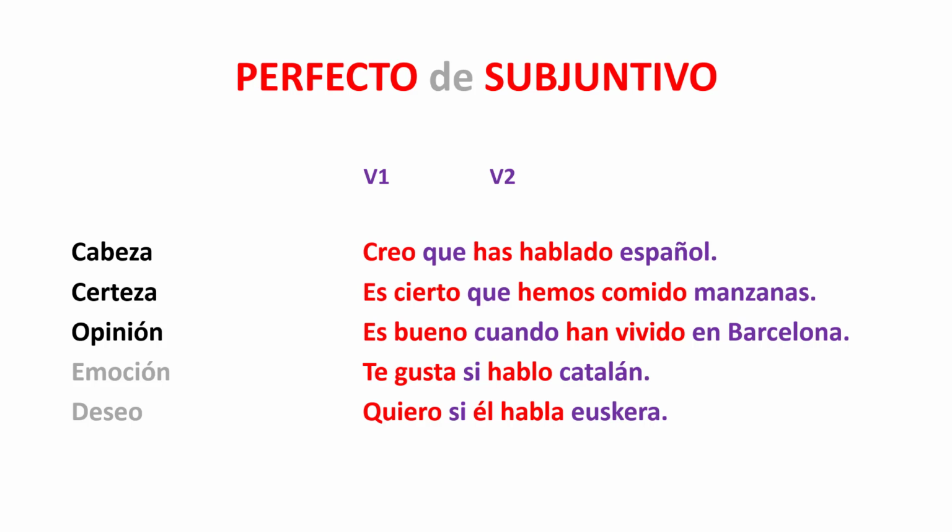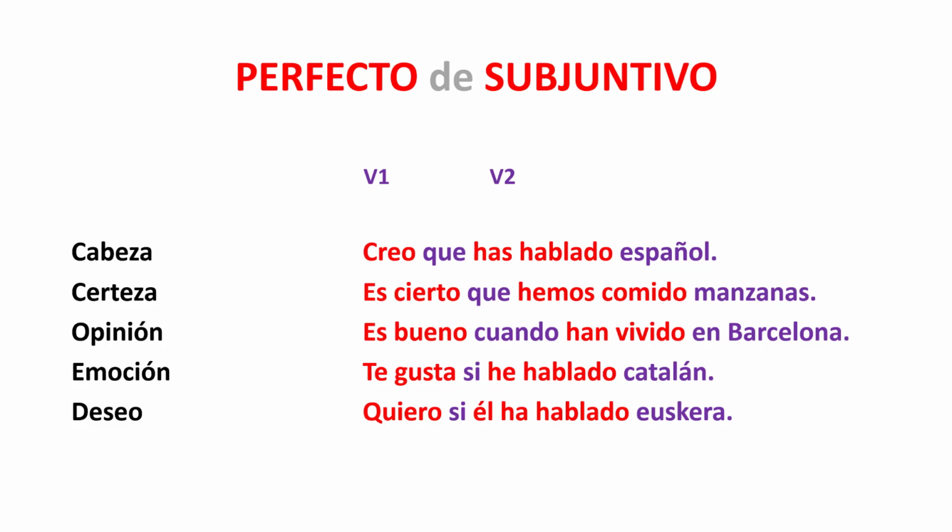You like if I speak Catalan. You like if I have spoken Catalan. I want if he speaks euskera. I want if he has spoken euskera. Now, these sentences are not Shakespeare, but they do show how they're used in each of these 5 categories.